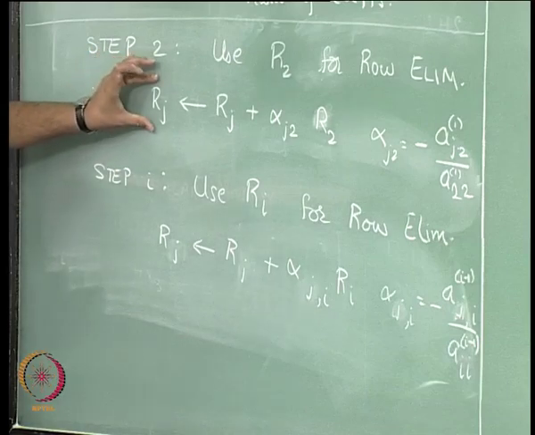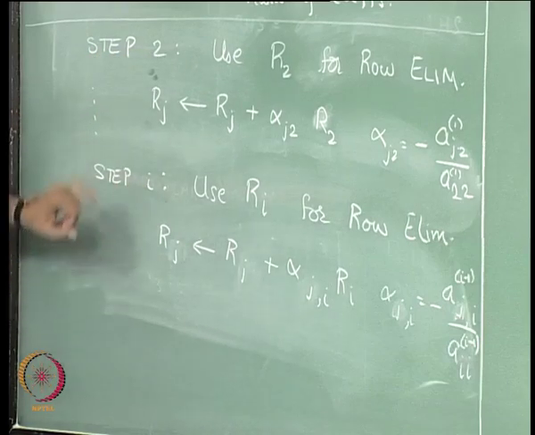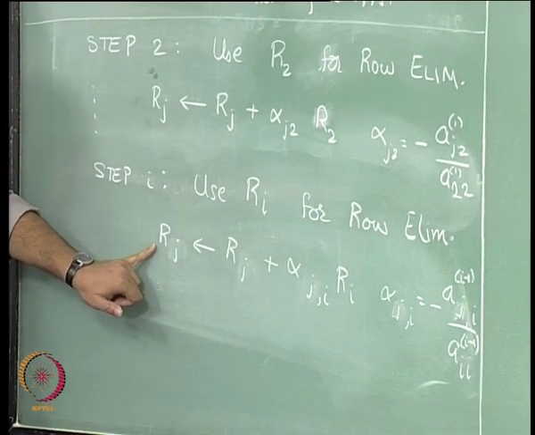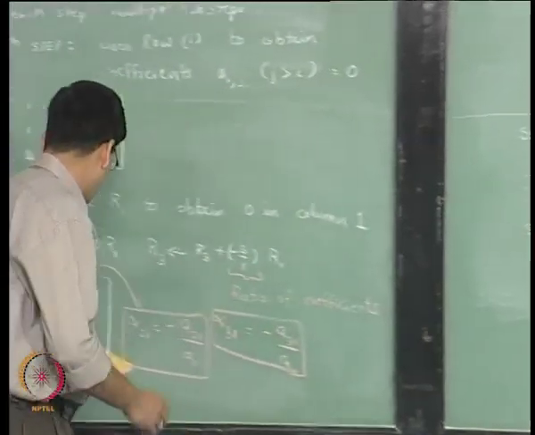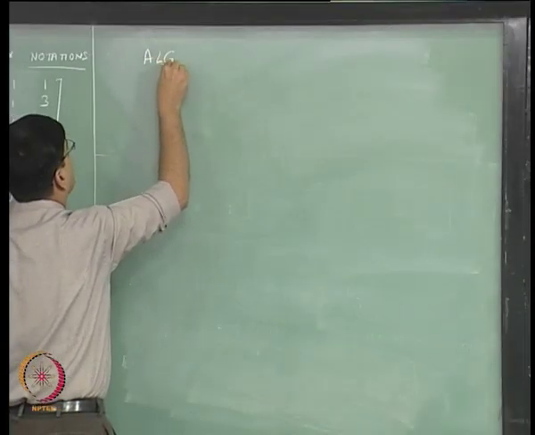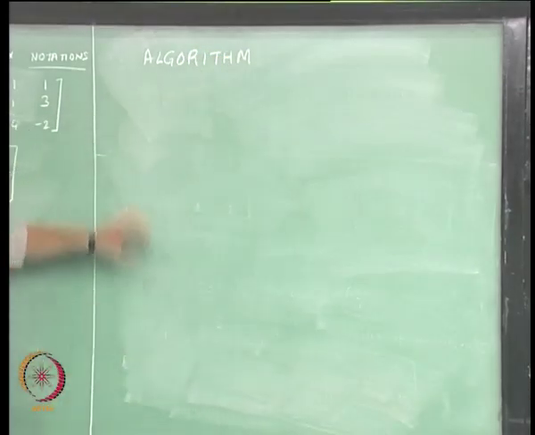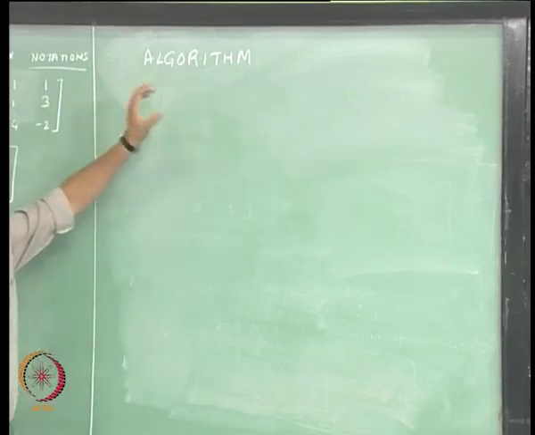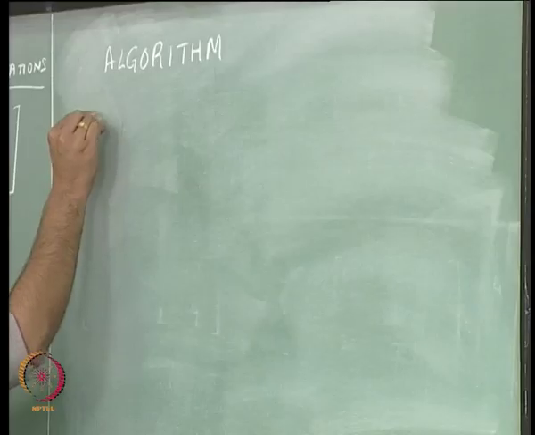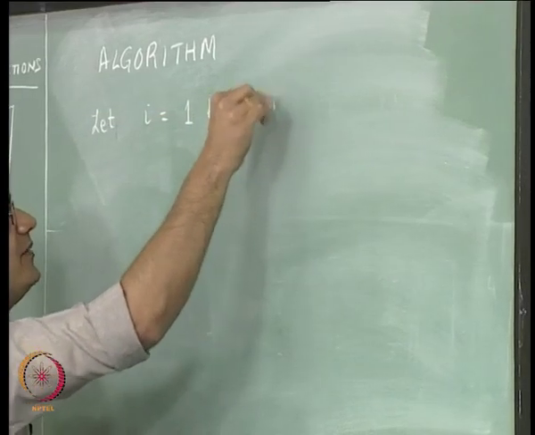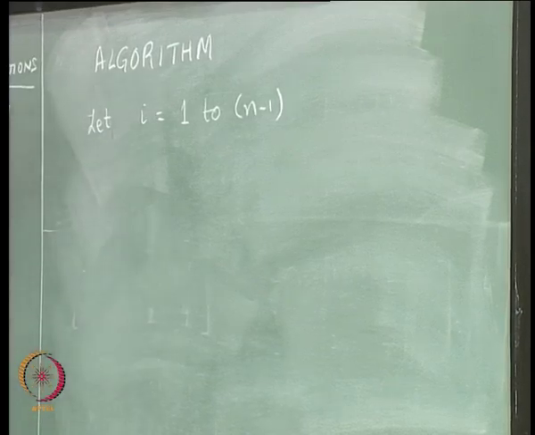Now if we consider what we do in step 2 and what we do in step I, we have Rj over here where j is going to be greater than 2, in this case greater than I. Okay. So let me write the algorithm, again very roughly, not in a standard form. We will let I go from 1 to n minus 1, because we are doing those row operations using row 1, row 2, row 3 up to row n minus 1. We are not using the nth row to do any row operation.